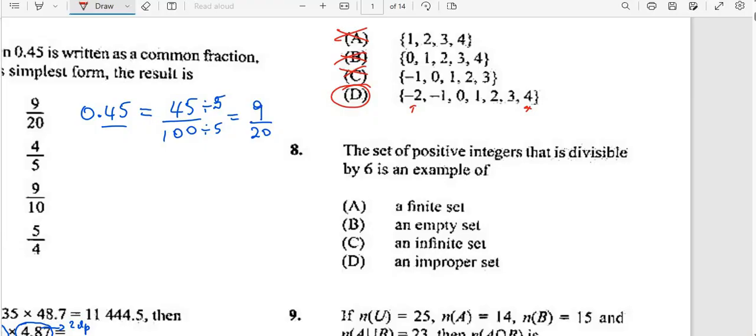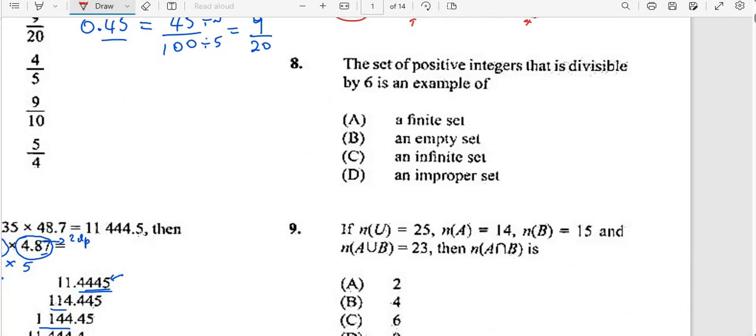The set of positive integers that is divisible by 6 is an example of what? 6 is the first positive integer that's divisible by 6, right? Because every quantity is divisible by itself. Then all the other positive multiples of 6: 12, 18, 24, and so forth. And you'll never stop finding those. You keep on adding 6 each time, and you will never stop adding 6. There's no restriction in the instruction. It says a set of positive integers, and that goes on forever. So that's an infinite set.